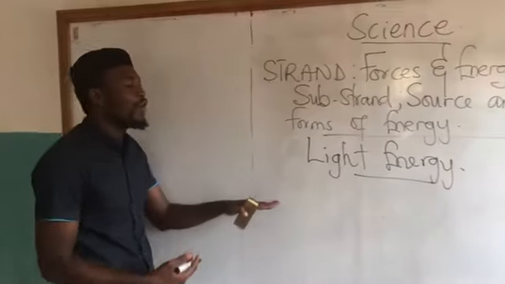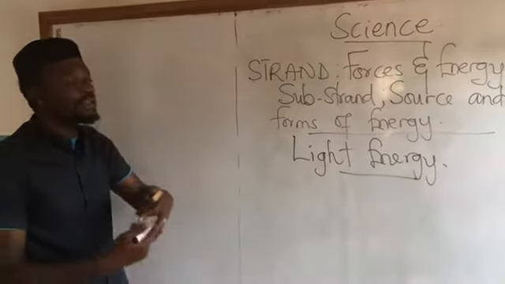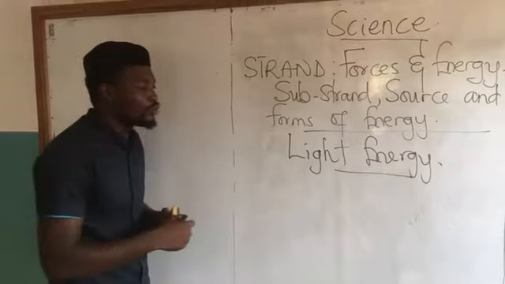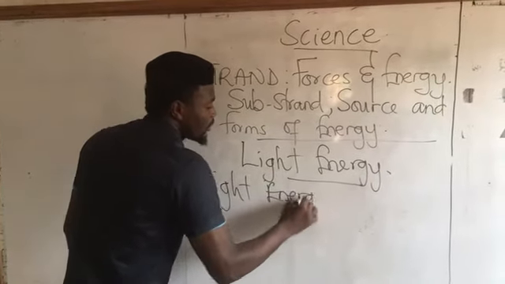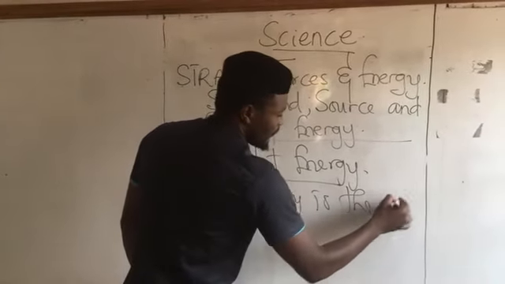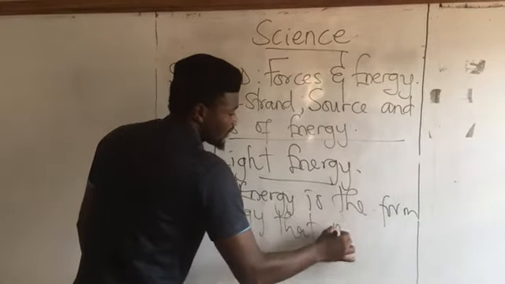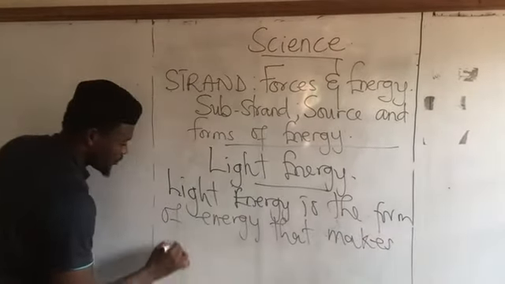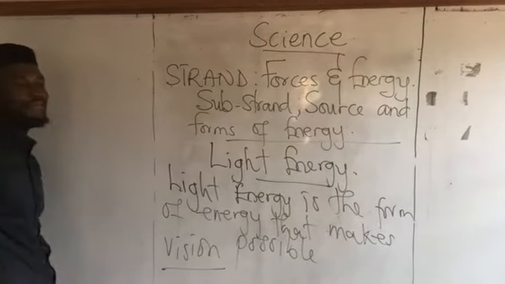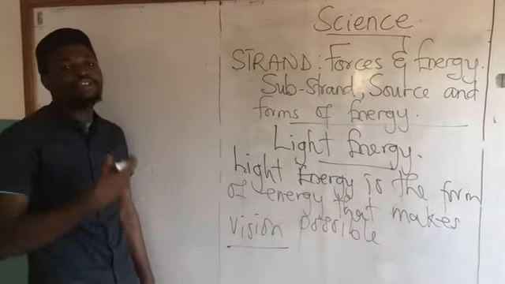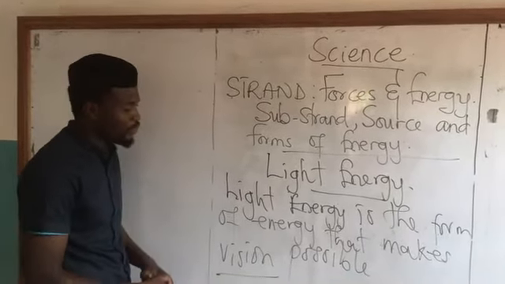So we are going to look at sources of energy. Now this light energy we have talked about can be grouped into basically two forms. Light energy is the form of energy that makes vision possible, right? And the new word here is vision. In other words, it allows us to see, or makes seeing someone in the daytime easy. So we call it light energy.